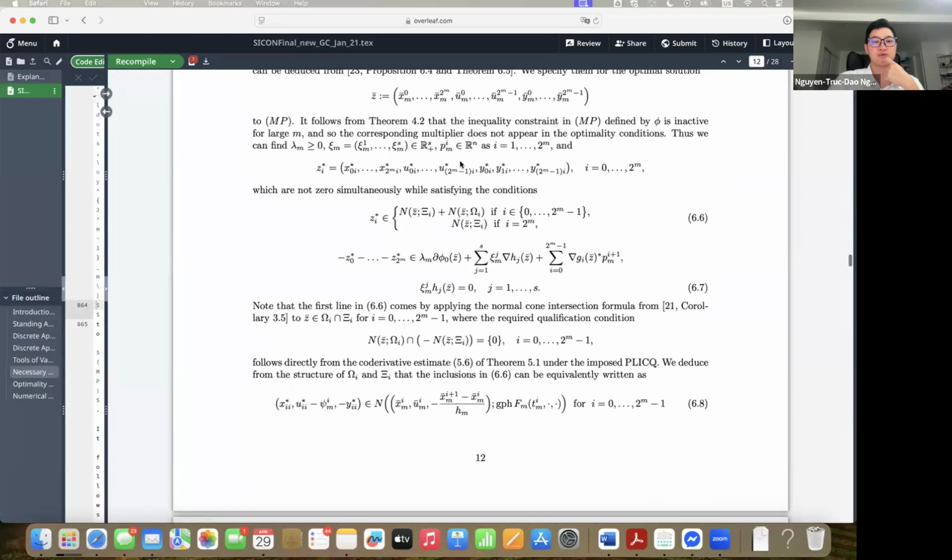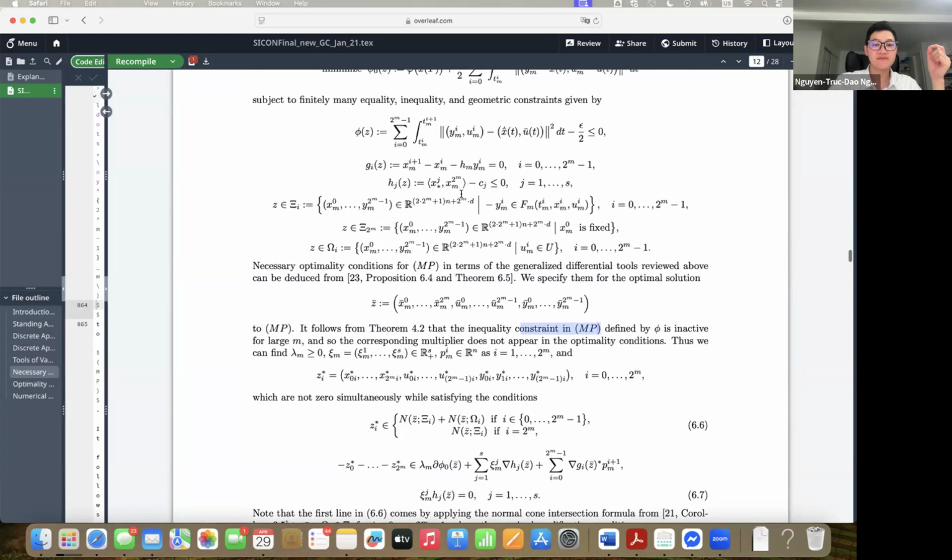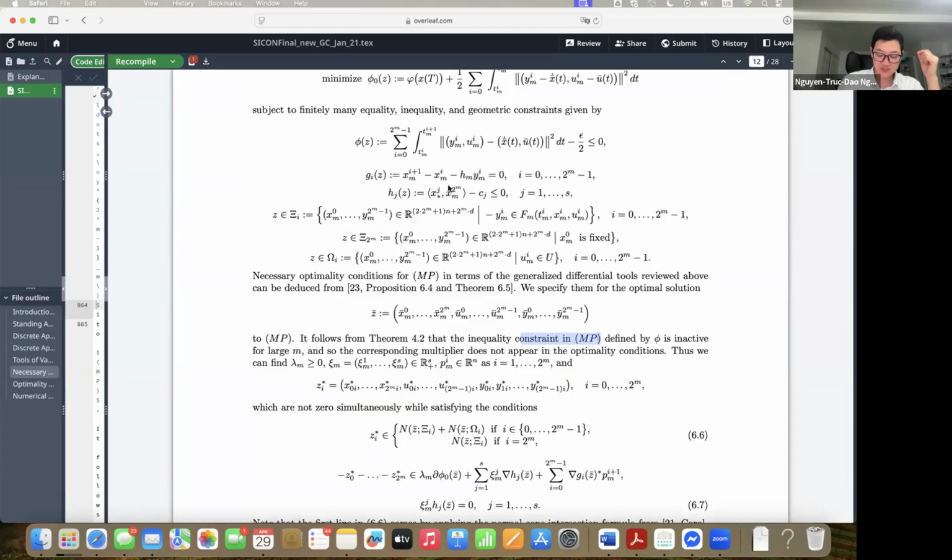Now I'm going to show you that theorem, the convergence theorem, saying that the inequality constraints in the mathematical programming problem defined by phi are inactive for large M. What does that mean? That means, when you have the convergence, for all the inequalities right here.